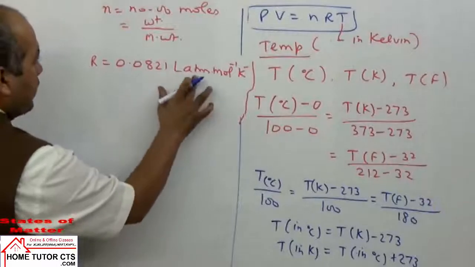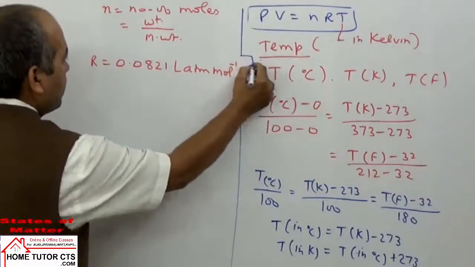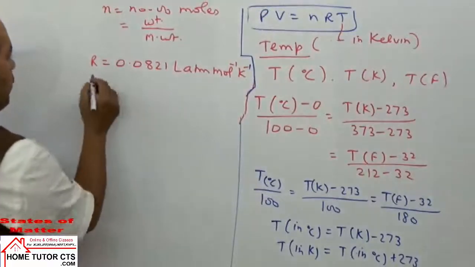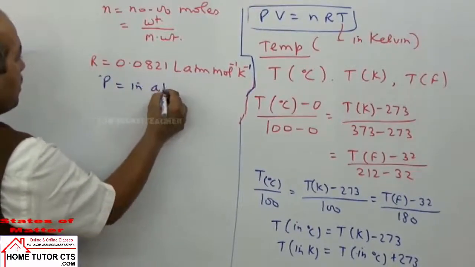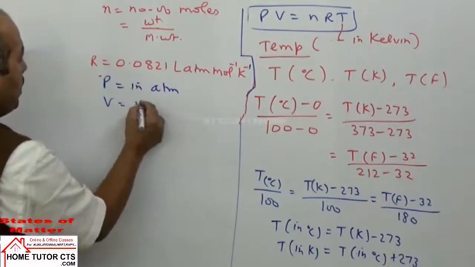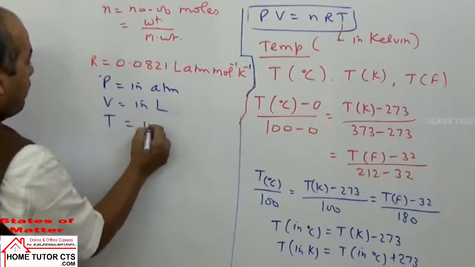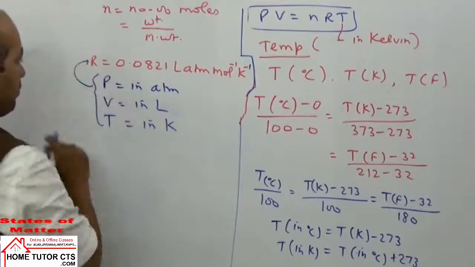0.0821 liter atmosphere per mole per Kelvin. So it is very evident that this value of R we will use when we take pressure in atmosphere, volume in liters, temperature in Kelvin scale. Then we take this value of R.